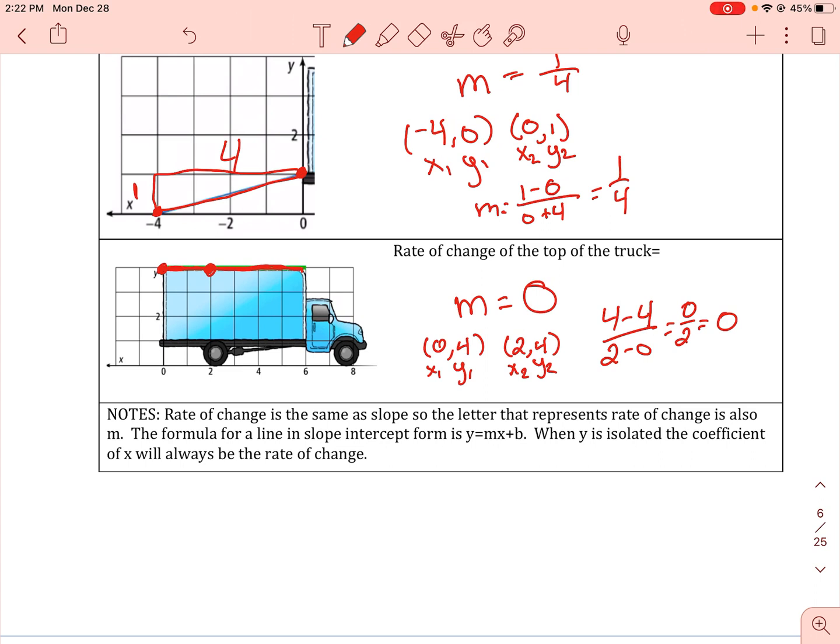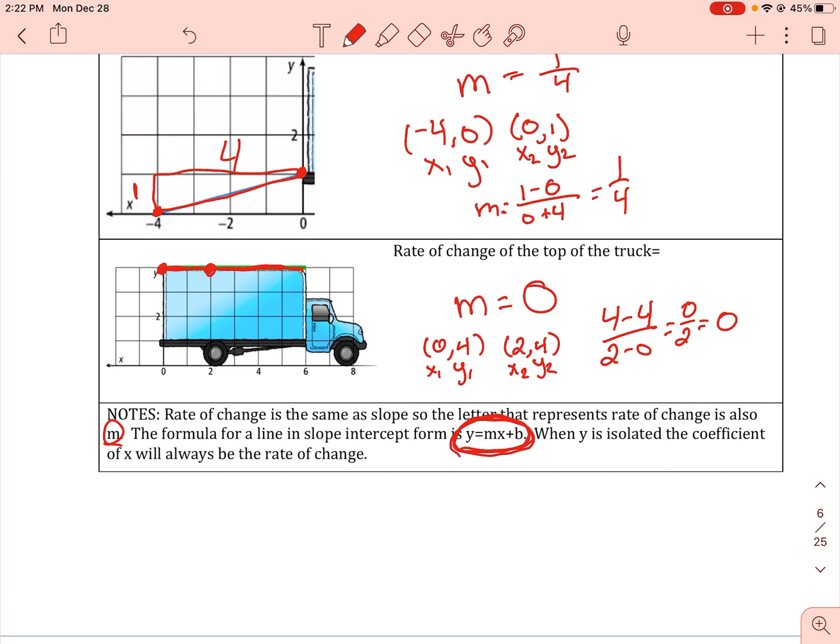So here, rate of change is the same as slope. So the letter that represents rate of change is also m, like we've been talking about. The formula for a line, this goes for any single straight line, the formula in slope-intercept form is y equals mx plus b. This is a very important formula that we are going to get into. Y equals mx plus b.